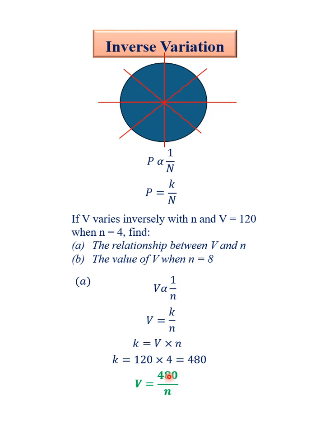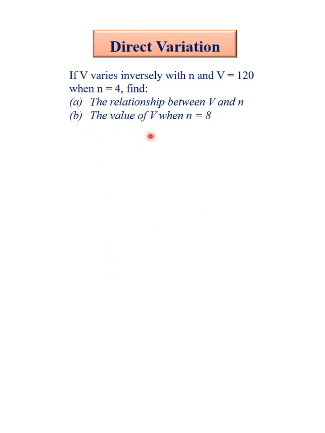Now that we have established the relationship for the A part of the question, let's look at the B part of the question. For the B part, we are told to find the value of V when n is equal to 8. We are going to record the relationship we just derived, which is V equals 480 all over n. We are looking for V when n is 8, so we just put 8 in the place of n, so that V is equal to 480 all over 8, and then V will give us 60. And this is the answer to the B part of the question.